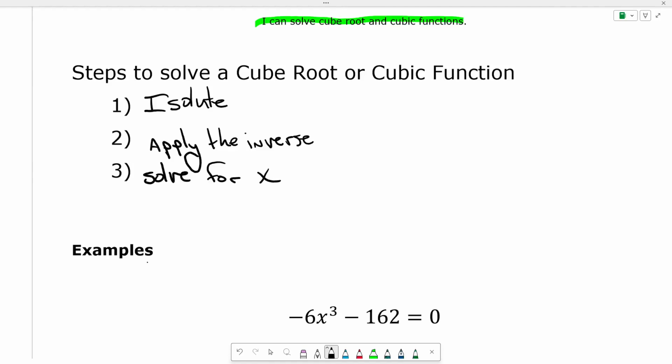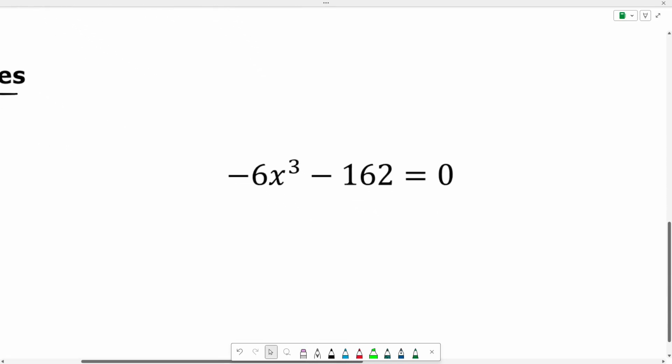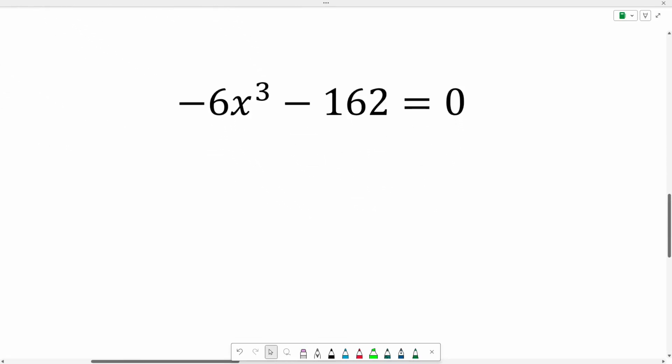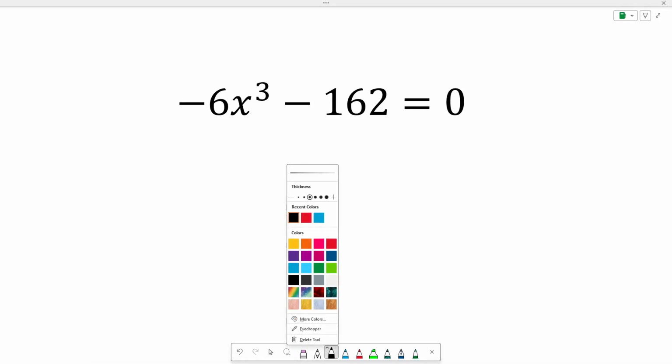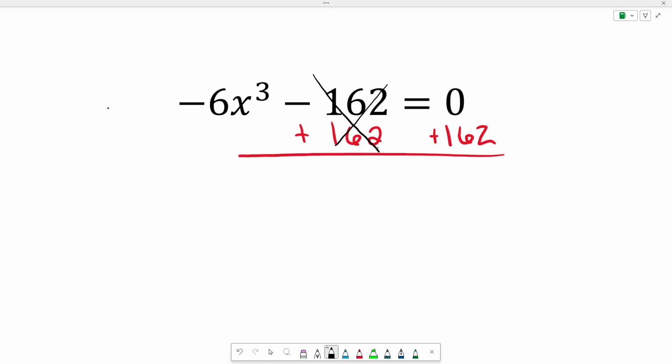Looking at some examples, our first one says we have 6x cubed minus 162 is equal to 0. My goal to start with is to get that cube all by itself. So step 1, move the 162 to the right. Whatever we do to the left, we have to do to the right, keeping everything balanced at all times.